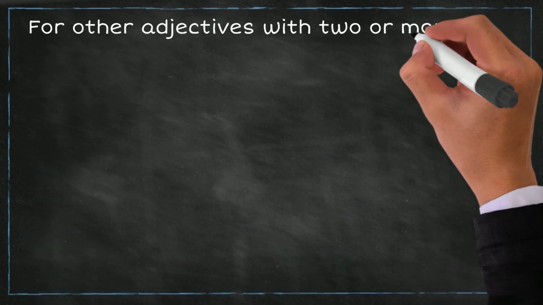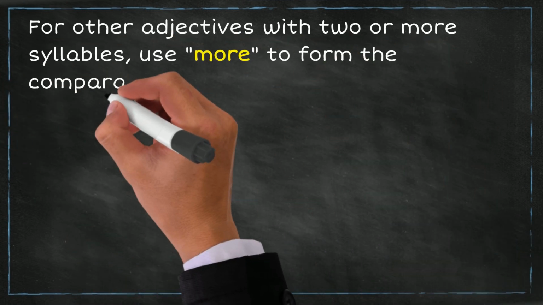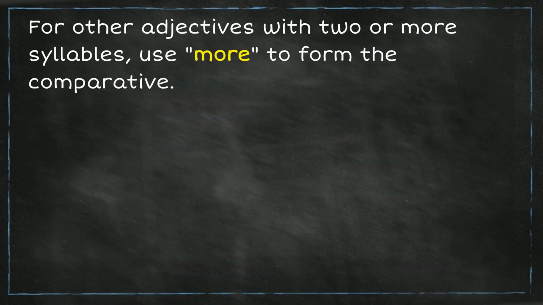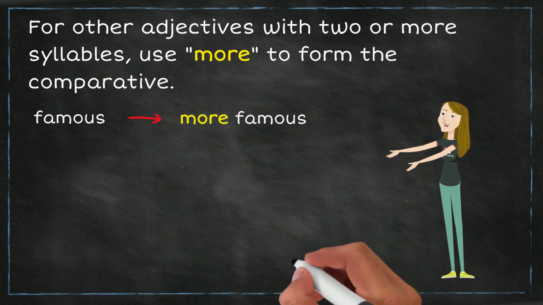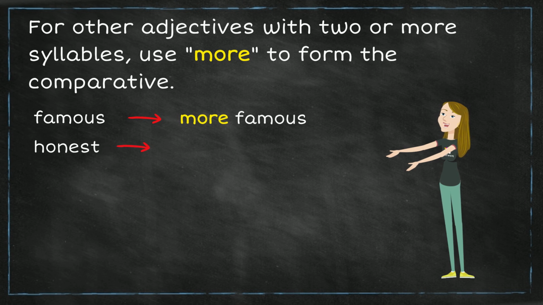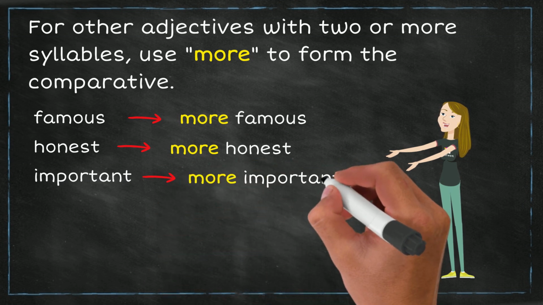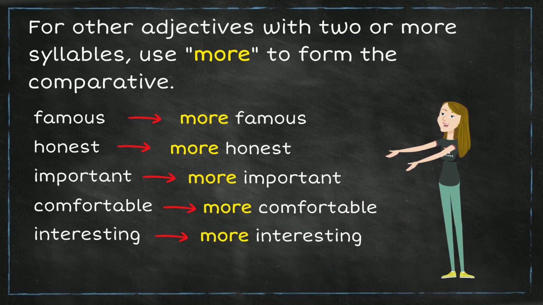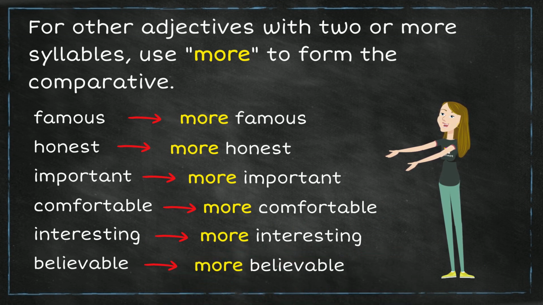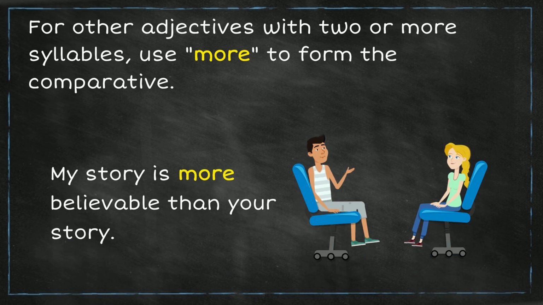For other adjectives with two or more syllables, use "more" to form the comparative. For example, famous, more famous. Honest, more honest. Important, more important. Comfortable, more comfortable. Interesting, more interesting. Believable, more believable. My story is more believable than your story.